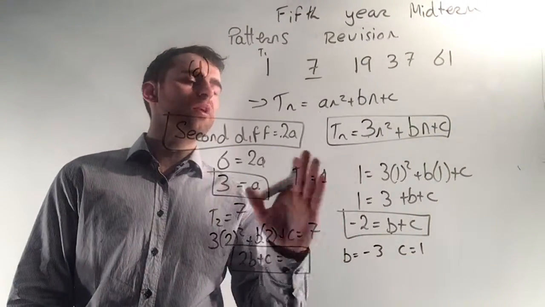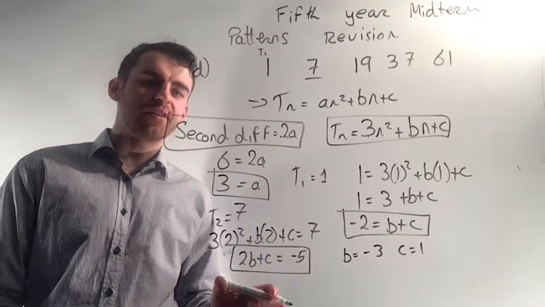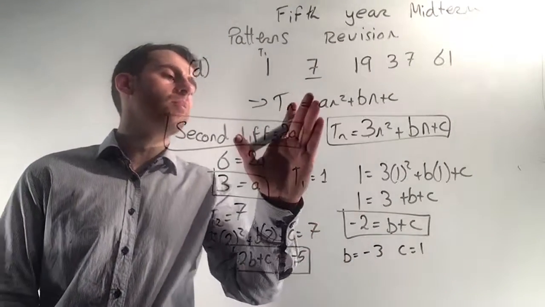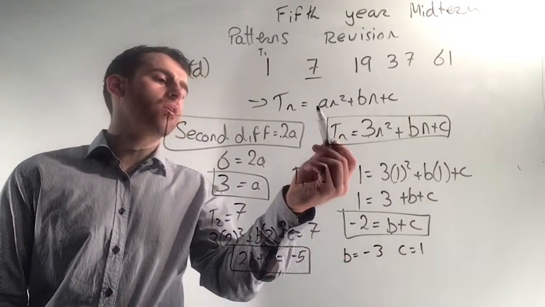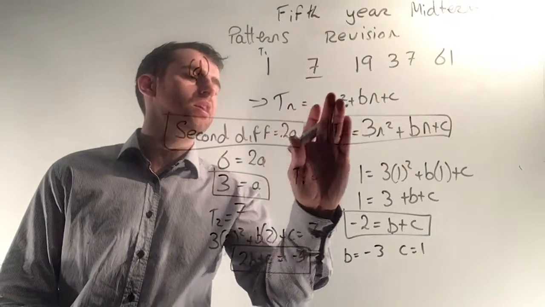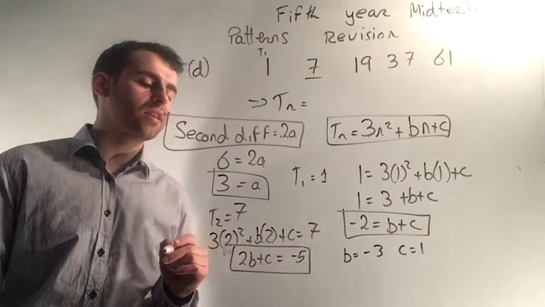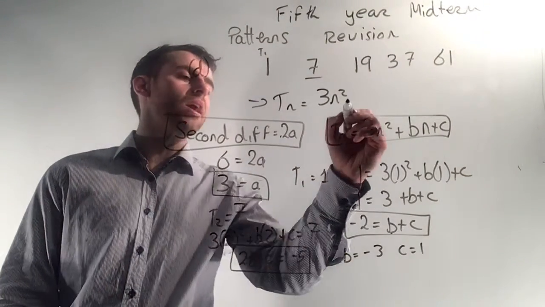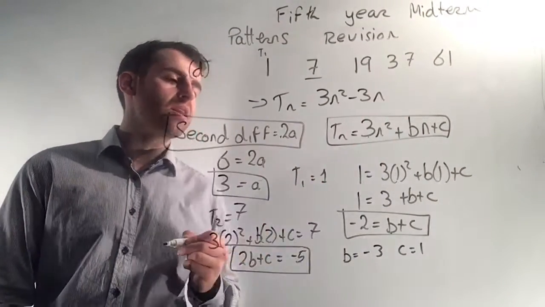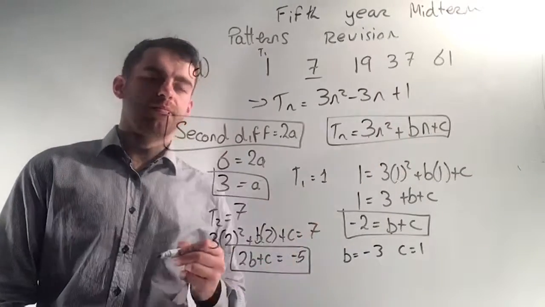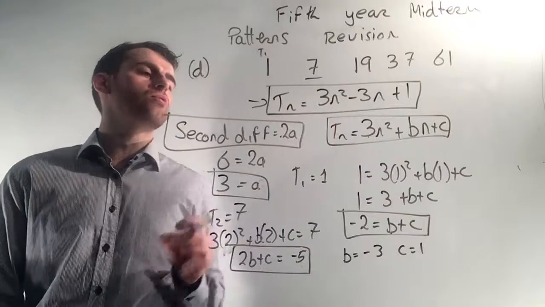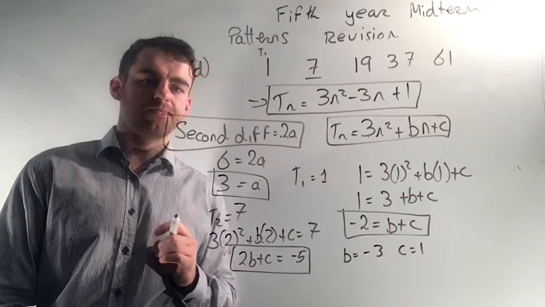Which means that once you know that, you make sure you go back and the last thing you write down is the quadratic equation. Now I'm running out of space, so I'm going to do it at the top here. I originally said my quadratic was an squared plus bn plus c, but I know the value of a, b, and c now, so I can actually say that it's 3n squared, and instead of bn, it's minus 3 times n, and instead of c, it's 1. So the general formula to describe that quadratic equation is 3n squared minus 3n plus 1.